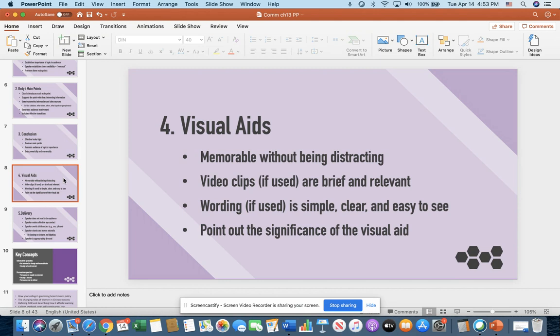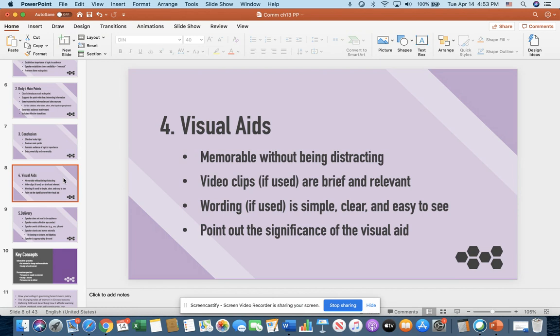If you're going to use visual aids, PowerPoint's the most go-to item we have. We're going to talk about that later. But if you're going to use a visual aid, something to see, something to touch, just a few comments. Number one, make it memorable without being distracting.